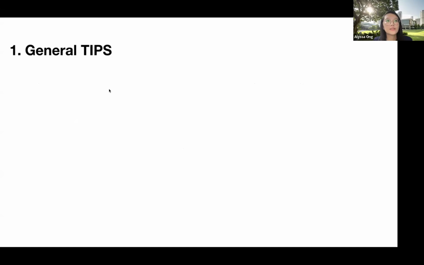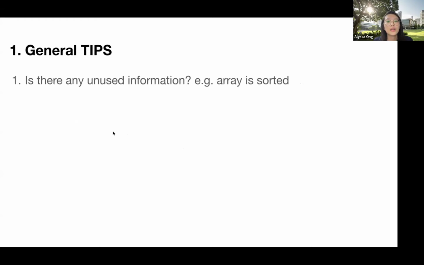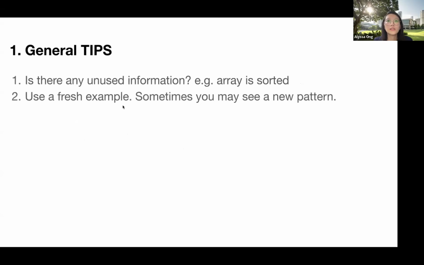So starting off with general tips, you should ask yourself, is there any unused information? If you know that the array is sorted, you could ask, have I used this? If not, can I do so to make my solution more optimal? There are times where the example provided to you is not helping you understand the question presented by the interviewer. In this case, use a fresh example. Sometimes you may see a new pattern.